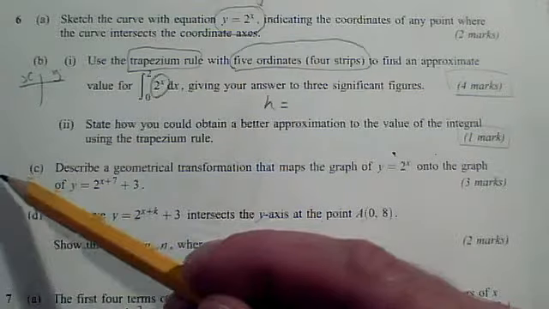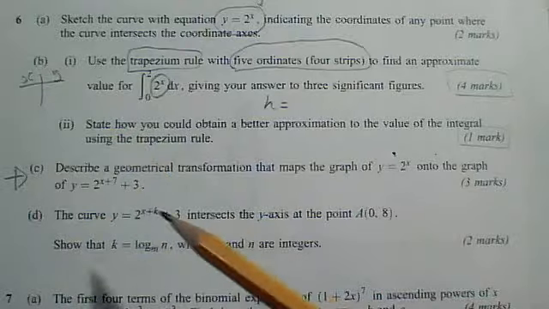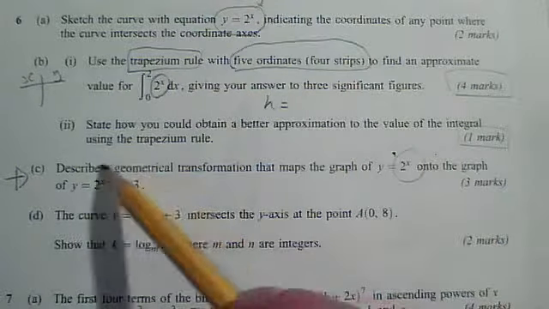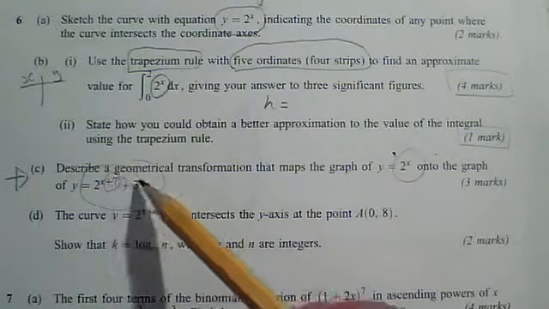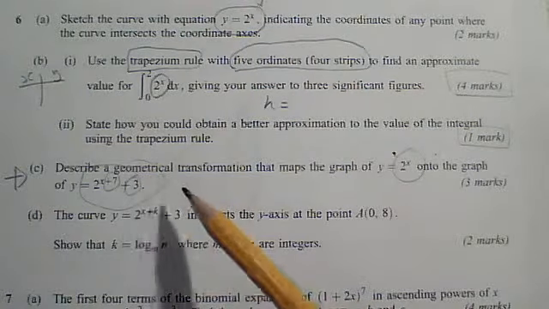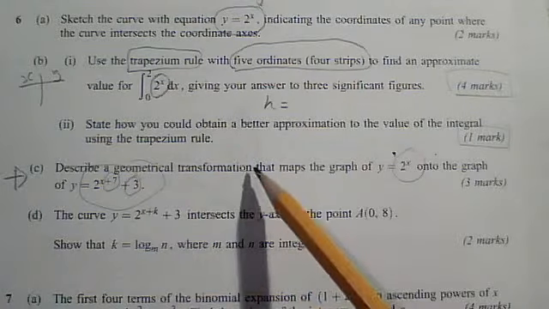Then part C, complete re-entry point here. B was a bit as well, but this is definitely a re-entry point. We're going from this graph to this graph, so we've got to decide the +7 and +3. Normally that would be 2 transformations, but here you can actually word it as a single geometrical transformation.